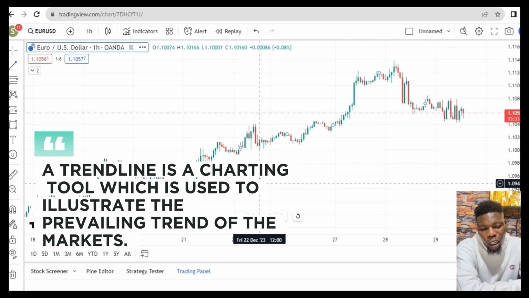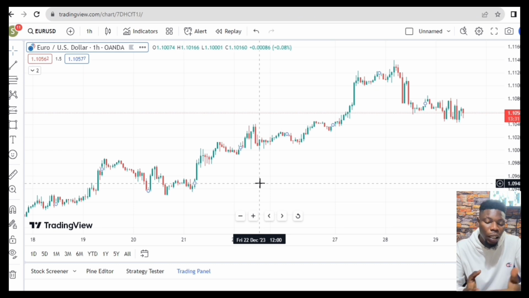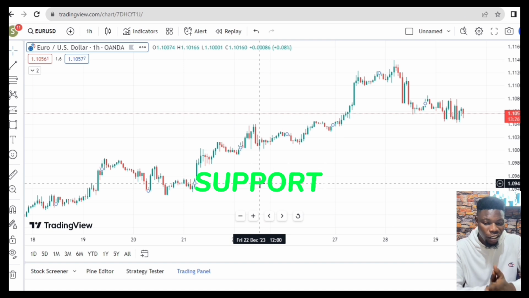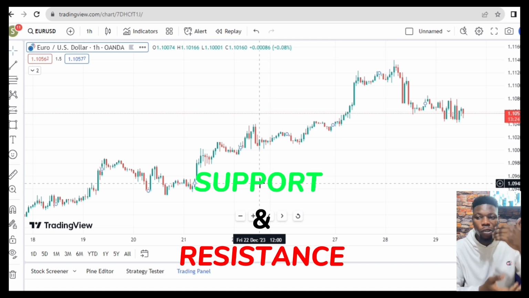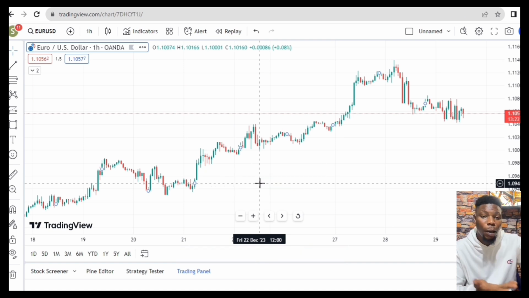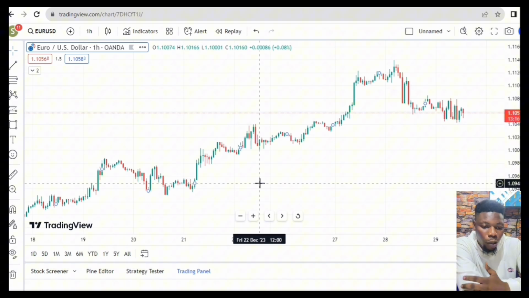So use the trend line to know the direction of the market, and it can also be used as a level of support and resistance, because the market reacts from those zones. The market can bounce from it and it can break. Hope you understand that. Let me just show you guys a very simple example on how to draw it.